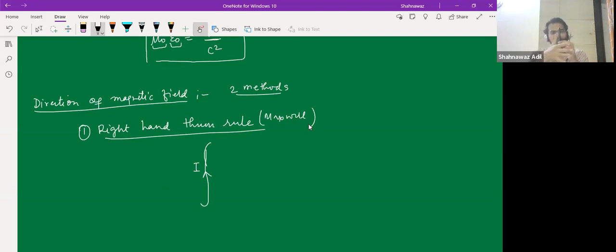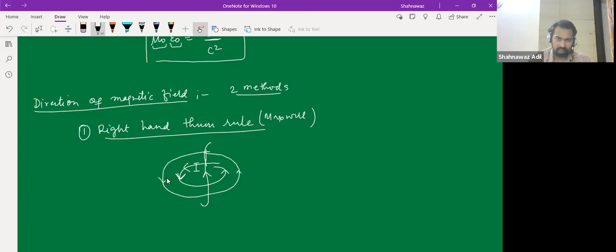We place our thumb in the direction of the current, and then we curve the remaining fingers. You see that the curve is pointing out in this direction. In here it is going this way, and in here it is going this way. Is this point clear to you?